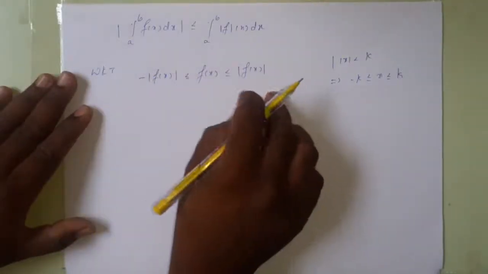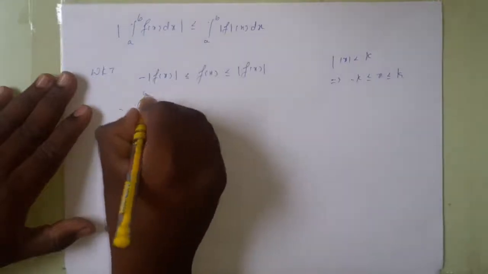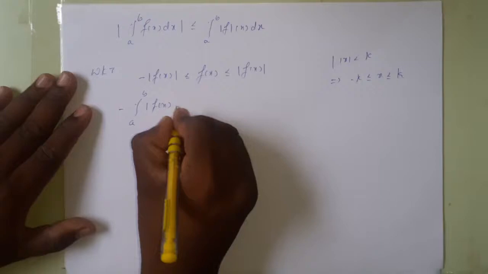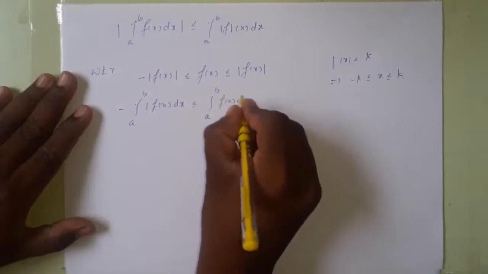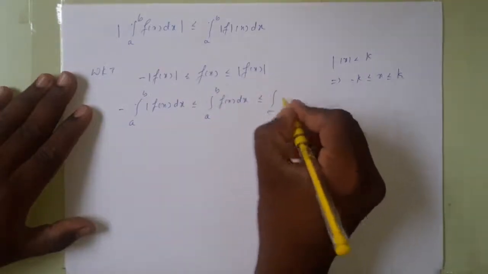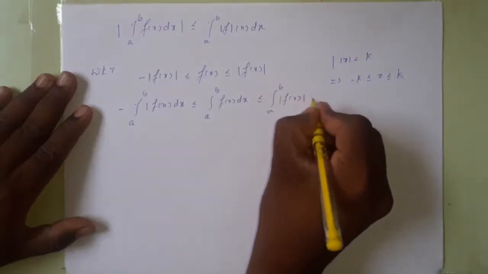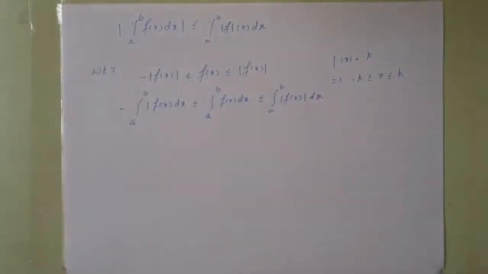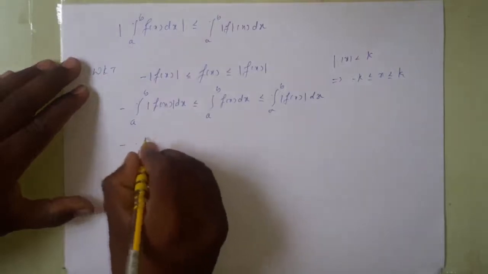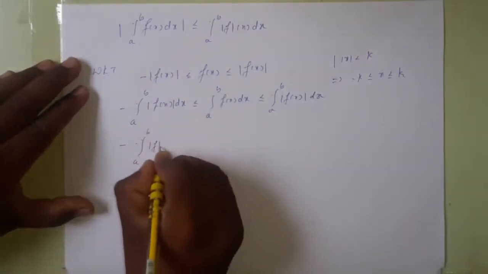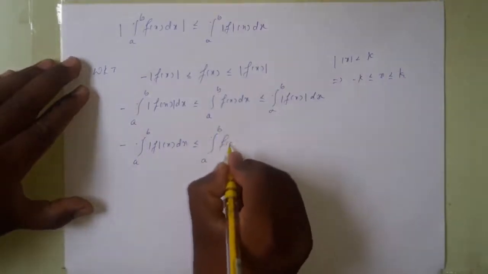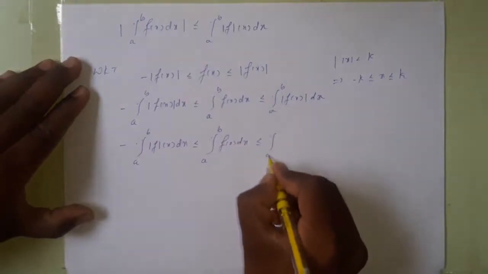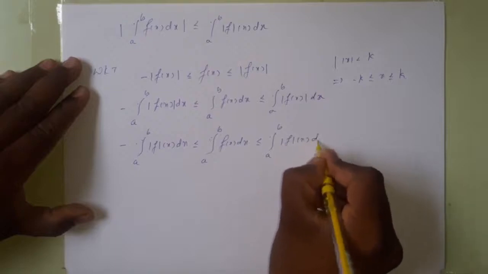Now this can be written as minus of integration over a to b mod f of x dx less than or equal to integration over a to b f of x dx less than or equal to integration over a to b mod f of x dx. So therefore, again this can be written as minus of integration over a to b mod f of x dx less than or equal to integration over a to b f of x dx less than or equal to integration over a to b mod f of x dx.